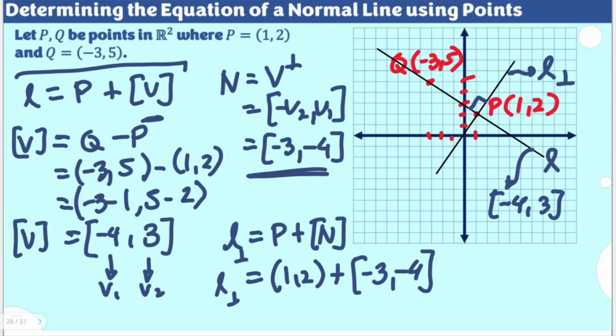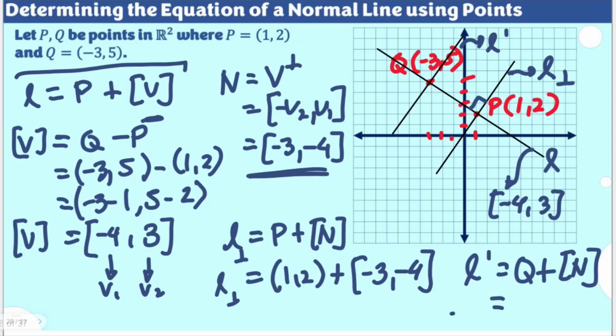As mentioned, you can even draw another one. What if you draw a perpendicular line to line L which passes through point Q? They are now different in notation, but they share the same normal vector. Let us call this L prime. So your L prime will now become Q plus the same normal vector. Yes, they have the same normal vector because we have the same direction vector, just differently stated because they pass through different points. So for your Q, you have (-3, 5) plus your normal vector [-3, -4].